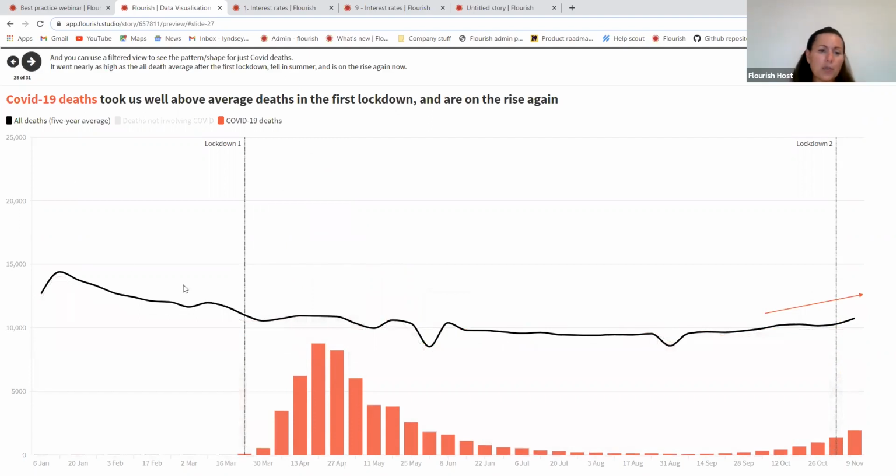And lastly, in Flourish, because we can use filtering, we can use a different filter view to show the pattern or shape for just COVID deaths. And when you do this, it's quite interesting because you can then see that just in the first lockdown COVID deaths went up to nearly equal the normal number of deaths in a year. And you can see this pattern a bit more easily, where it's much lower in summer and it's rising again. So that's using best practice to step through several messages within a story.